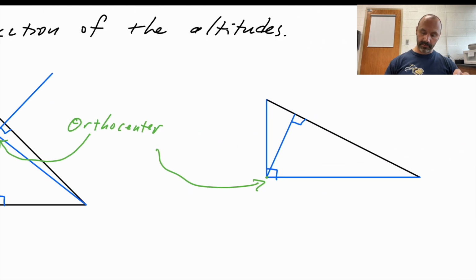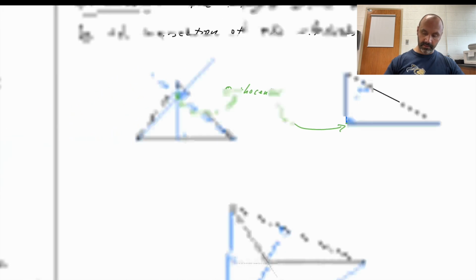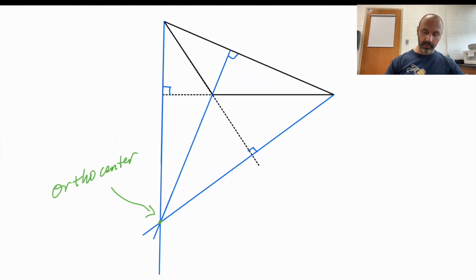If you have a right triangle, then the right angle, that vertex, is the orthocenter because this is the altitude to this side. This is the altitude to this side. So now I just have to draw the altitude to the hypotenuse, and it goes through this angle, goes through that vertex. If I have something like this obtuse triangle, then it gets a little bit weird.